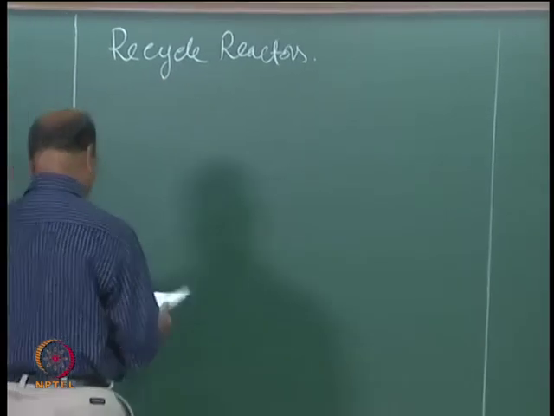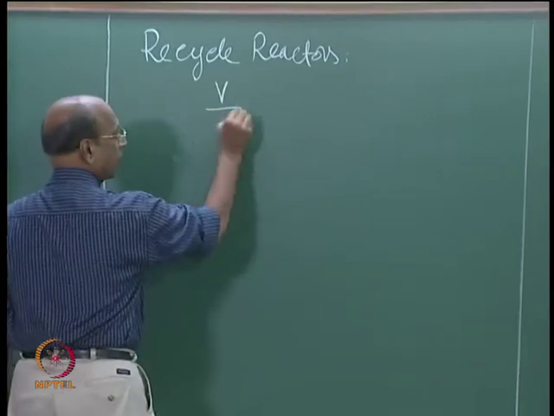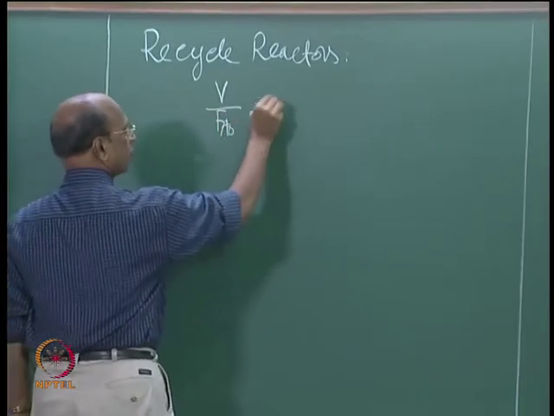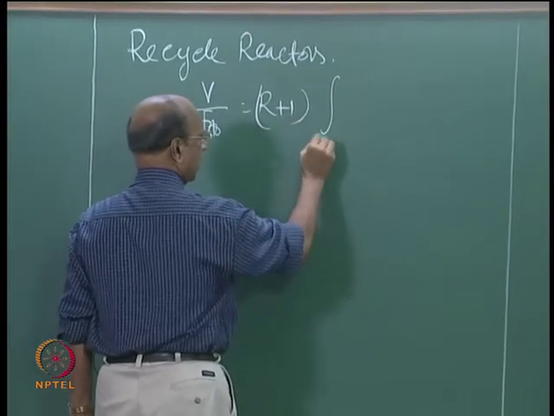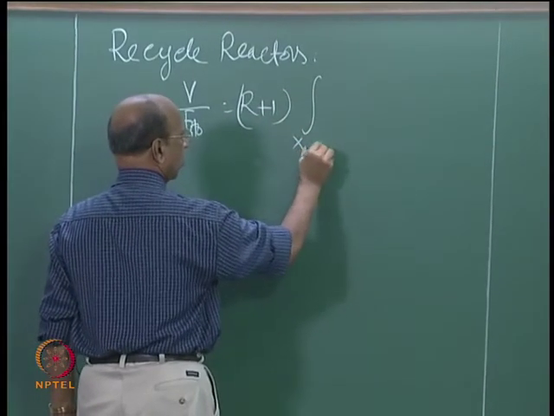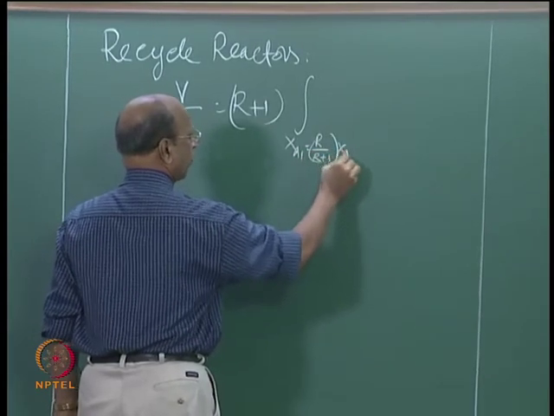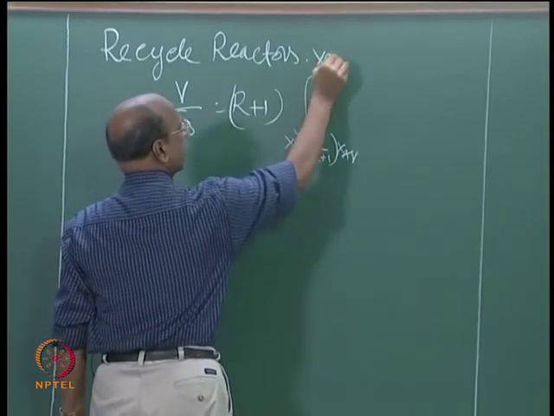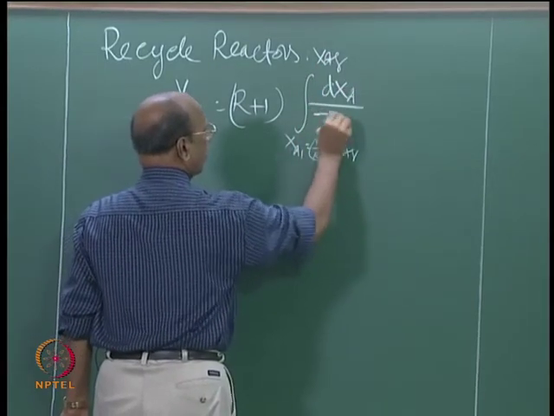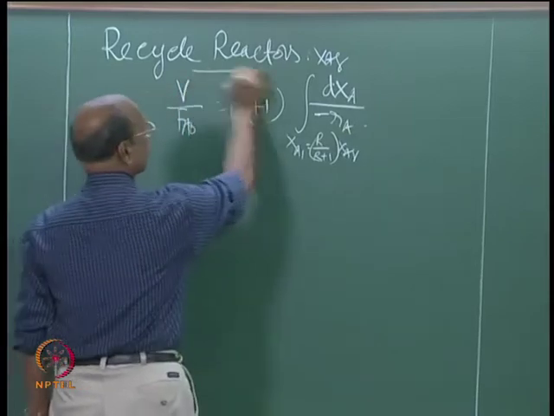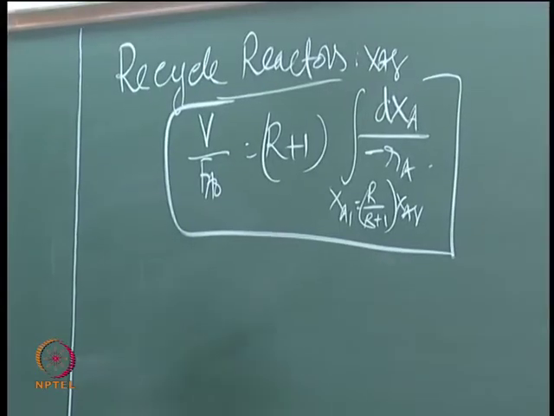Okay. So, the expression we got finally was V by F A naught equal to R plus 1 integral from x A 1 equal to R by R plus 1 x A F, to x A F, d x A by minus R A. So, this is the derivation or design expression for the recycle reactor.